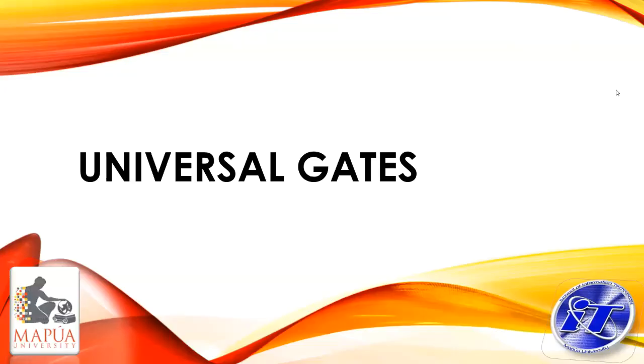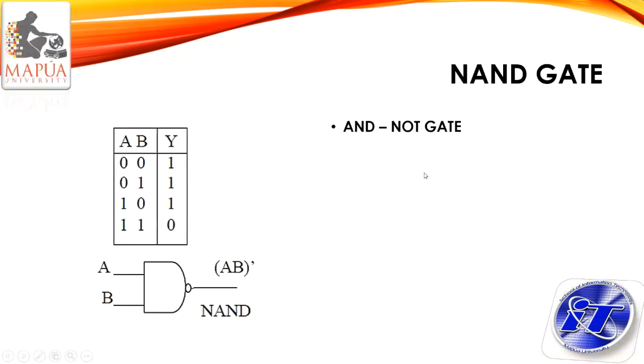In this video lecture, we're going to discuss universal gates. When we say universal gates, these are gates that can act as other gates. So it could act as AND, OR, NOT. Okay. So the first universal gate that we're going to discuss is the NAND gate.